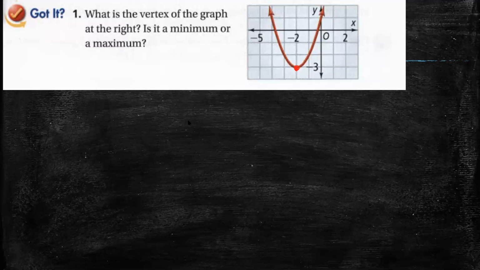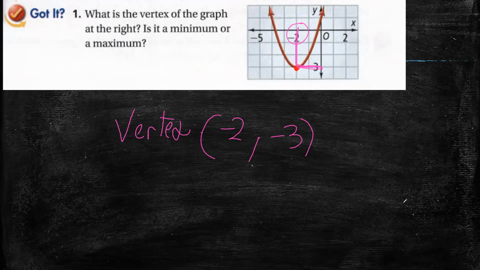Okay. So let's now name the vertex. To name them, I will remind you: first, name the x-axis point, which is -2, and the y-axis point, which is -3. So the coordinate of the vertex here is -2, -3. Now, is it minimum or maximum? Minimum.